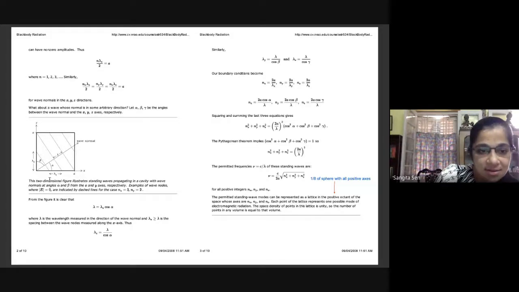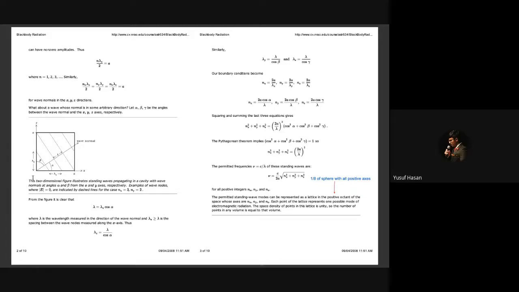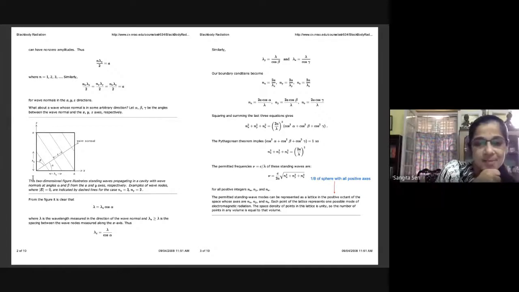So we want the distance between the wave fronts at the x-axis. Yeah, so our question is a bit different.